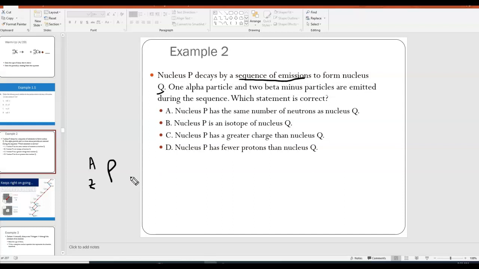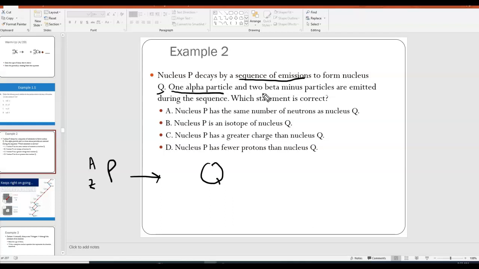So nucleus Q is going to be a product. Now, I do want to point out that what I'm about to write as this reaction equation is not completely correct, because nucleus P does not turn into nucleus Q directly. It goes through a sequence of emissions. It goes through some intermediate stages. But we're going to ignore that just for the sake of this problem, just to make it easier to solve. Okay, so nucleus P doesn't actually turn into nucleus Q, but we're pretending it does just for this problem.